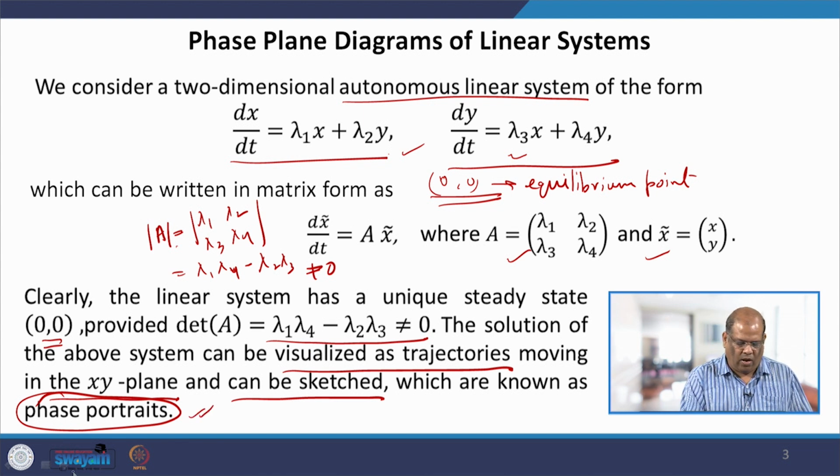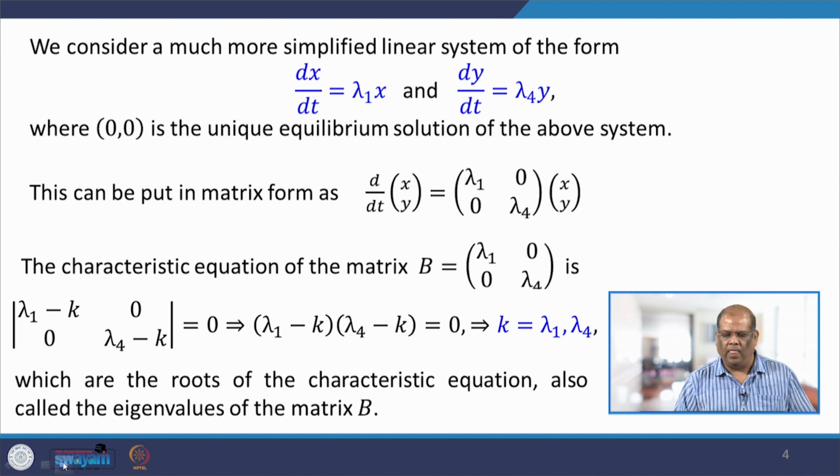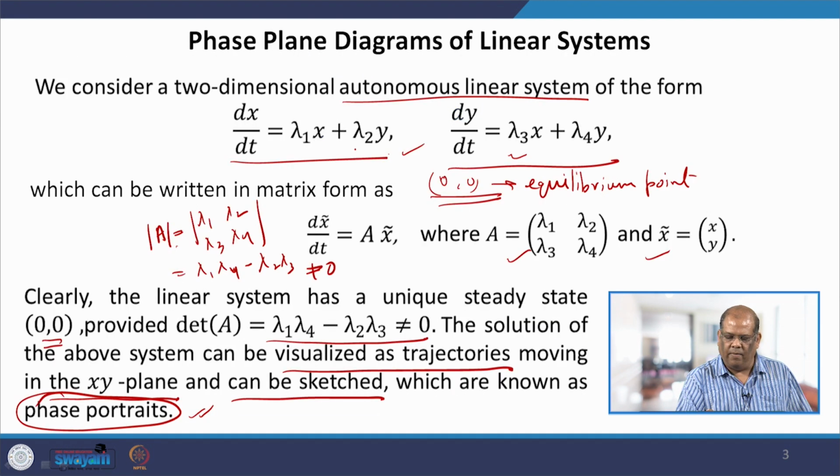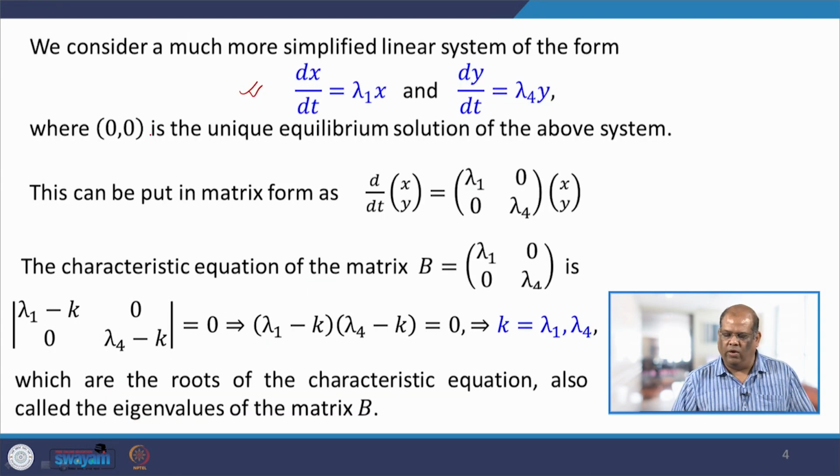Now, to explain or understand this better, I take a simplified system of the form dx/dt equal to lambda 1 x and dy/dt equal to lambda 4 y. So, in the previous equation, I put lambda 2 equal to 0 and lambda 3 equal to 0. So, lambda 1 x and lambda 4 y. (0, 0) is the unique equilibrium point. It has been put in the matrix form.